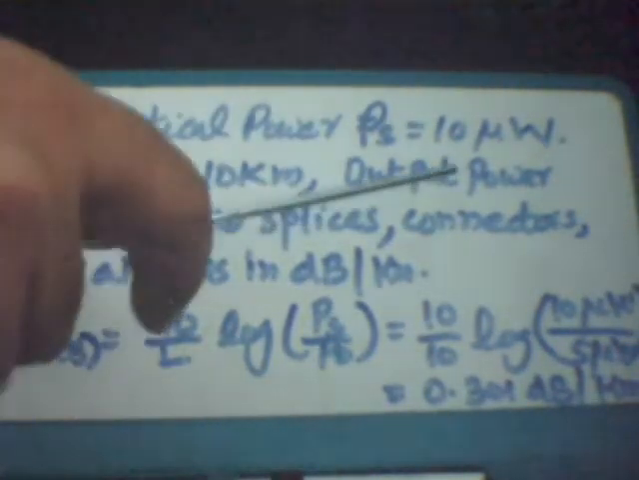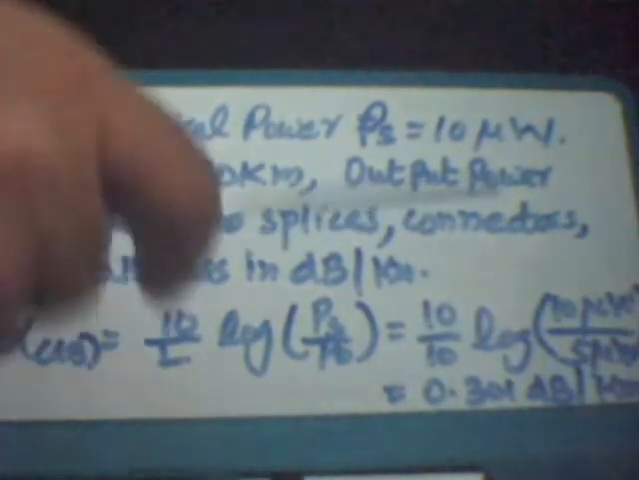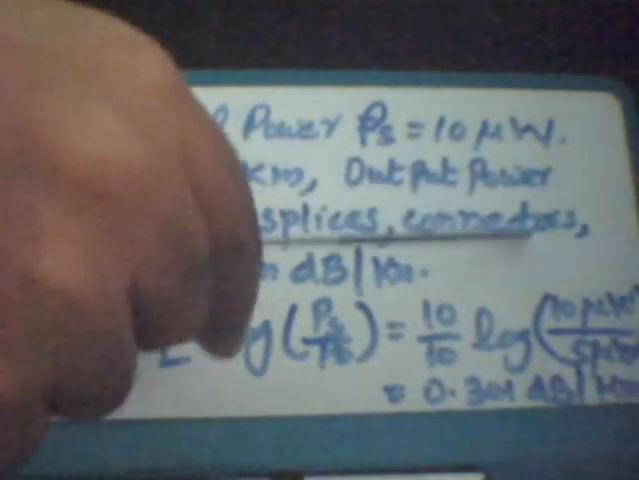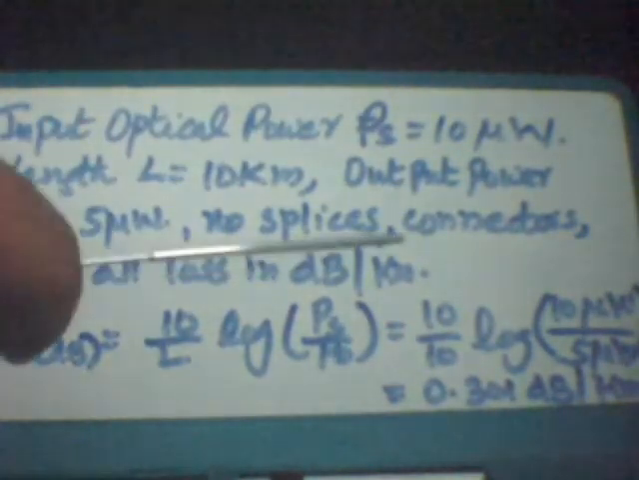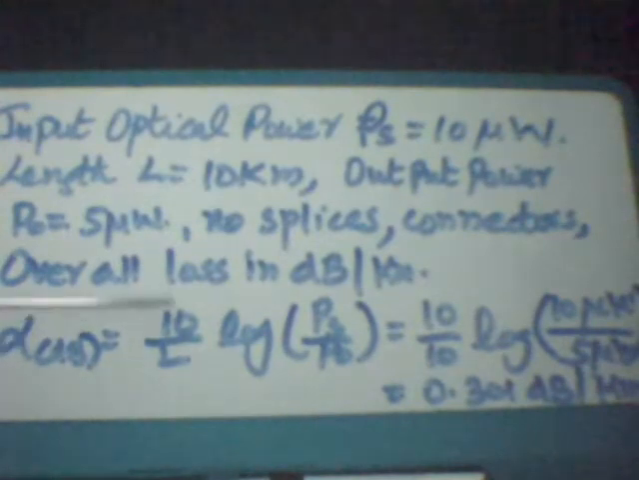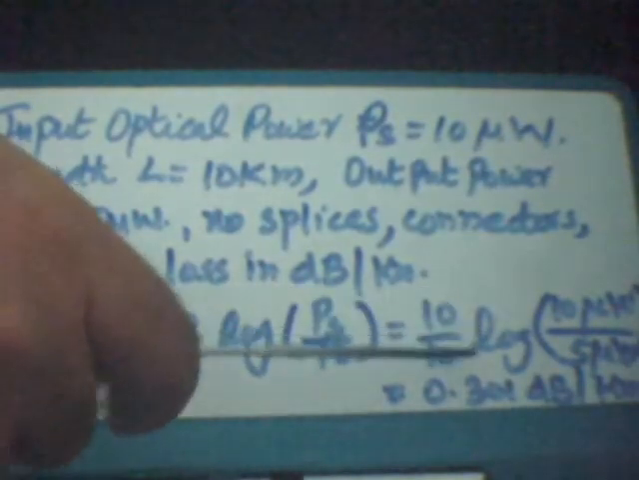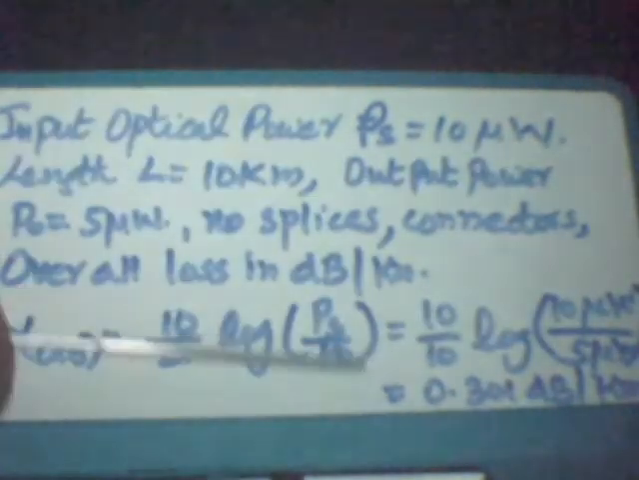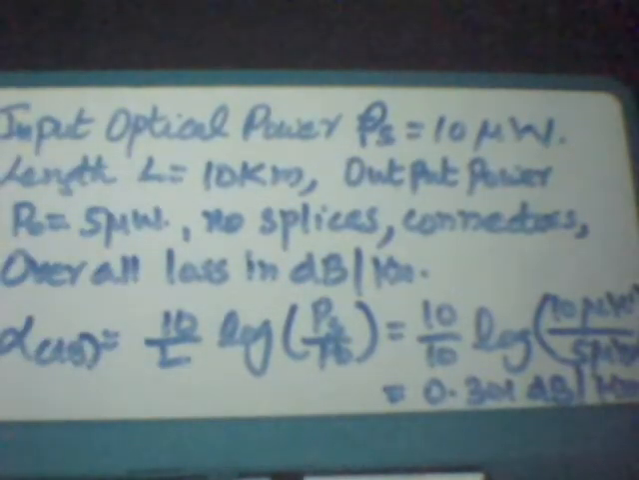So, another problem. An optical power of 10 microwatt is fed into a fiber of length 10 km, and the output power is found to be 5 microwatt, and there are no splices or connectors in the fiber, so they do not contribute to the overall attenuation. You are asked to find the overall loss in dB per kilometer. Alpha dB is equal to 10 by L into log Ps by P0. Direct application of the formula gives 10 by 10 into log 10 microwatt by 5 microwatt. The answer is 0.301 dB per kilometer.